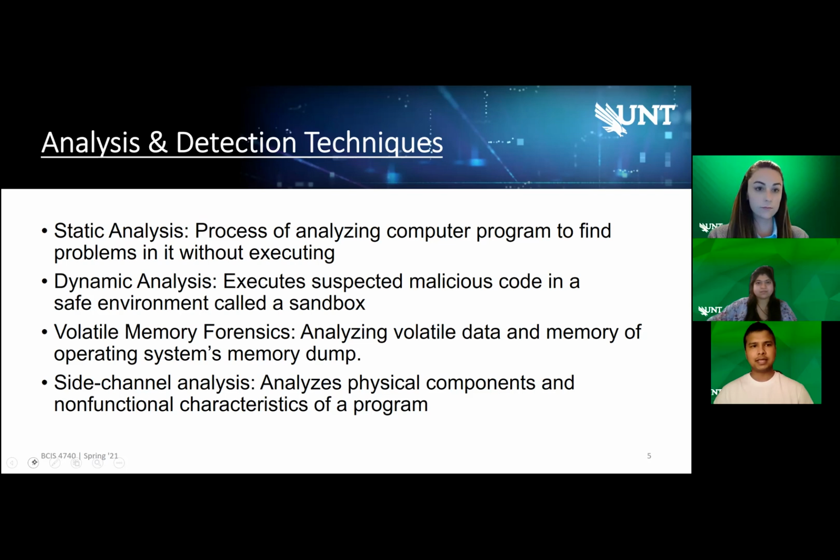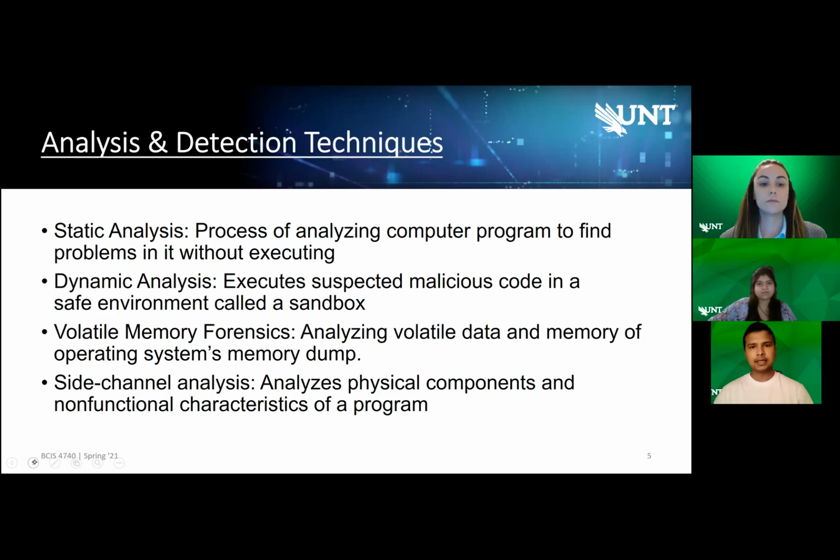Our first method is static analysis, which analyzes a computer program to find problems, and it does not require the code to execute in the system. Generally, static analysis is performed on the source code of the program with tools that convert the program into an abstract syntax tree that helps to understand the code structure and then find problems in it. However, the static approach is vulnerable to many evasion techniques and might not be effective against sophisticated and encrypted code.